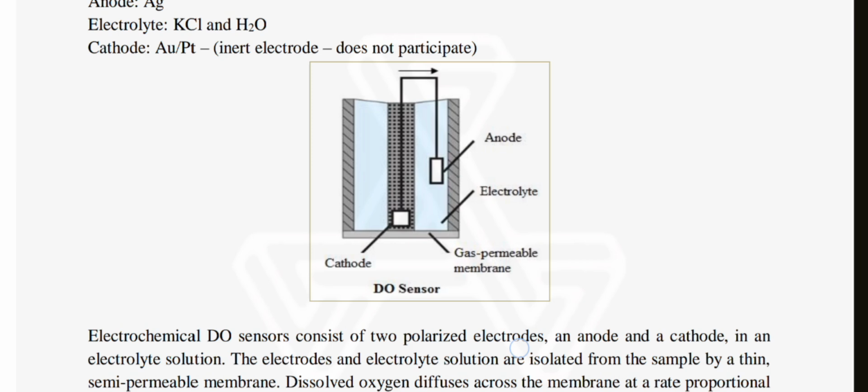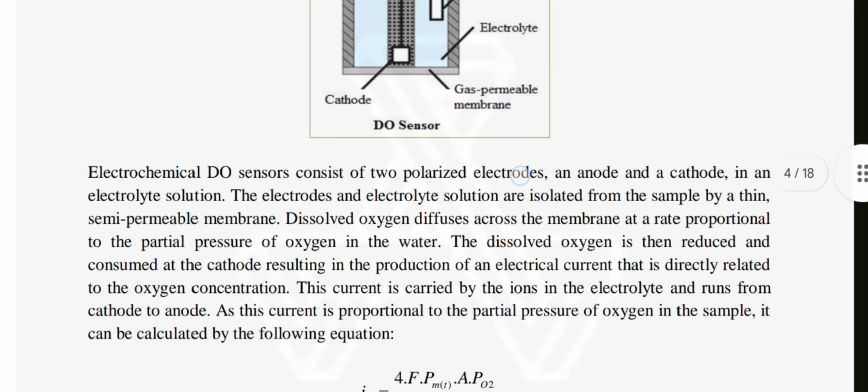Electrolyte, KCl and H2O, gas-permeable membrane. Electrochemical dissolved oxygen sensors consist of two polarized electrodes, an anode and a cathode, in an electrolyte solution. The electrodes and electrolyte solution are isolated from the sample by a thin semi-permeable membrane.